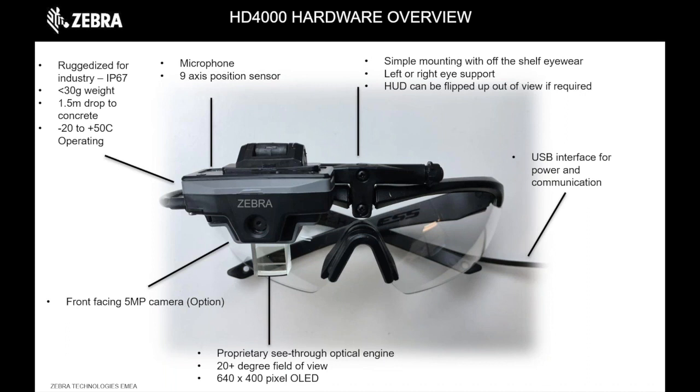It's a very clear display, although it's relatively low resolution. It does give you a very clear image. It's a ruggedized device. Because it's designed for use in enterprise, it's got a drop spec of 1.5 meters to concrete, an IP67 sealing spec, and a -20 to +50 operating temperature range. So it's designed to be used in warehouse and manufacturing environments where you may, for example, have a chill zone or a freezer zone, and you could still use the device in that environment.